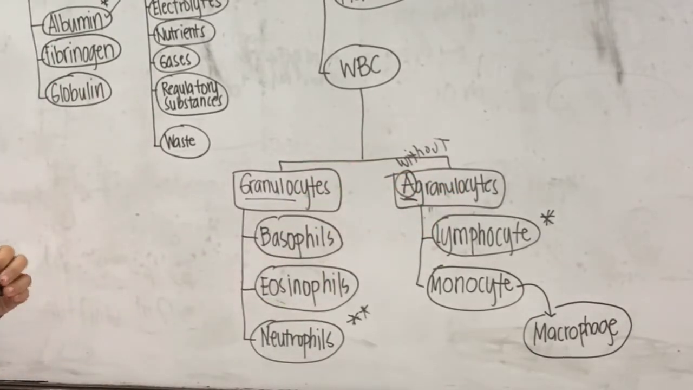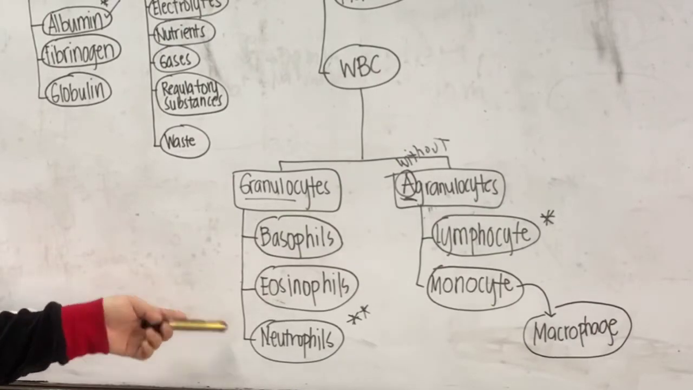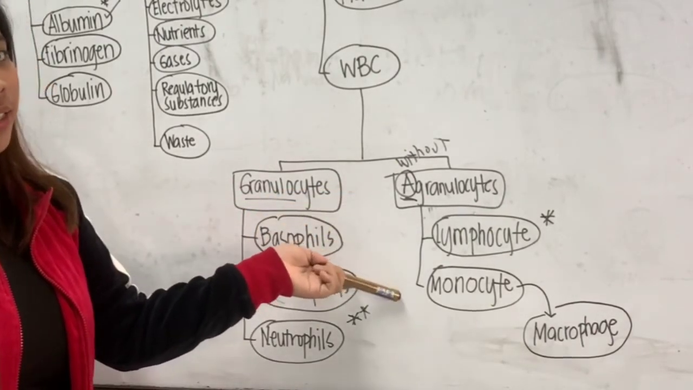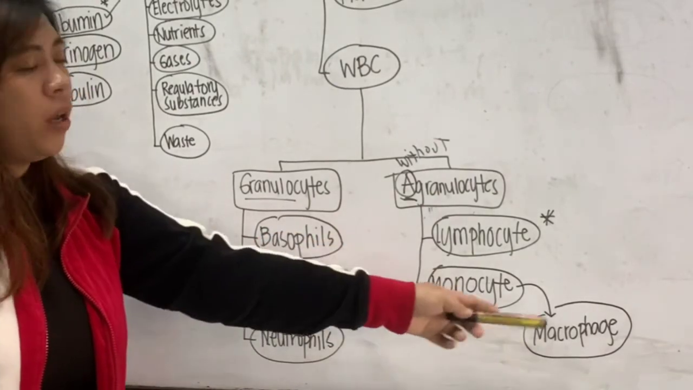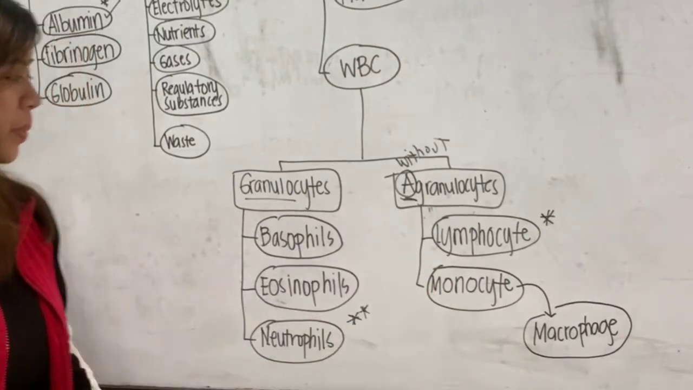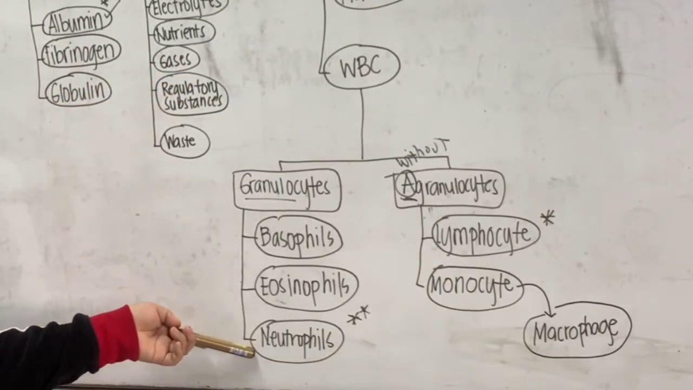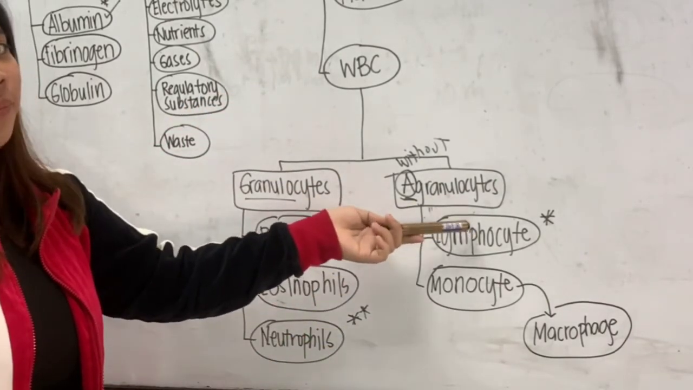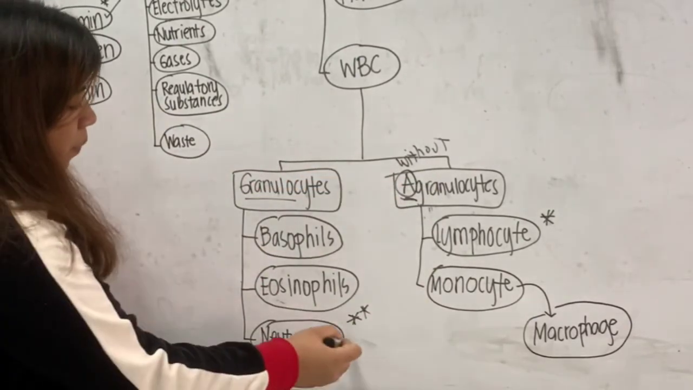Under granulocytes, you have your basophils, eosinophils, and neutrophils. Under agranulocytes, you have your lymphocytes and monocytes. And during the lifespan of your monocytes, they eventually become your macrophages. For the granulocytes, the most numerous is your neutrophils. For your agranulocytes, the most numerous is your lymphocytes. And generally, overall, the most numerous is your neutrophils.